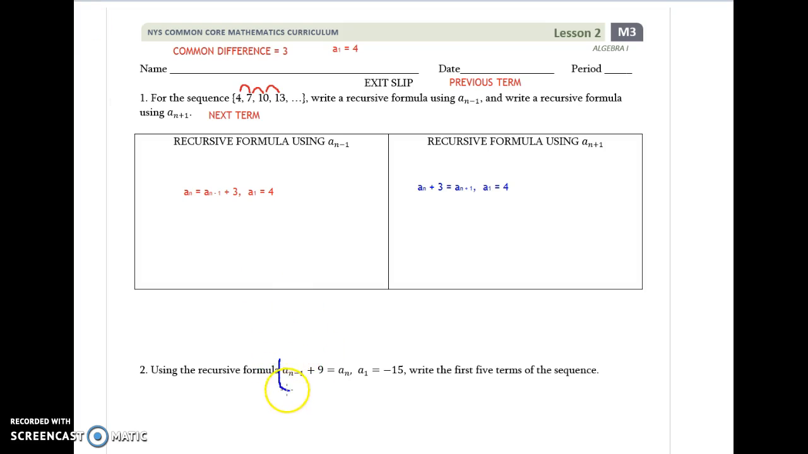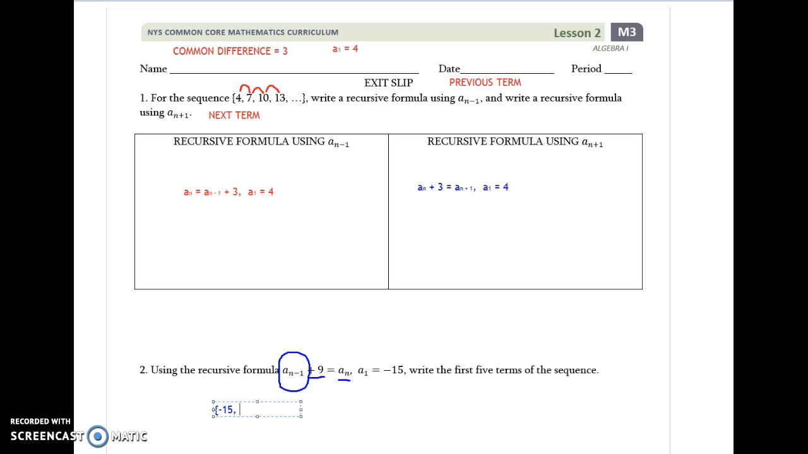For this next problem, it gives us a recursive formula. It's using this a sub n minus 1 notation, which means the previous term. So using the recursive formula, whatever the previous term is, we add 9 to it, and we get the current term, and it tells us that a sub 1 is equal to negative 15. Write the first 5 terms of the sequence. Okay, well, the first term of the sequence is going to be exceedingly simple because it tells us it's negative 15.